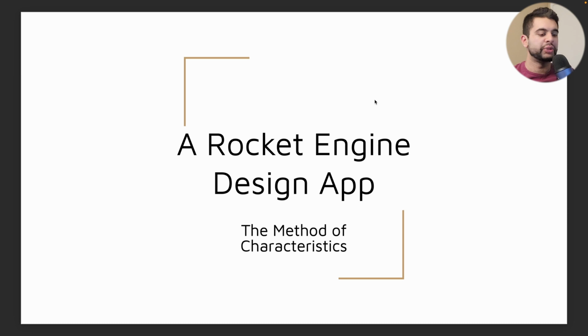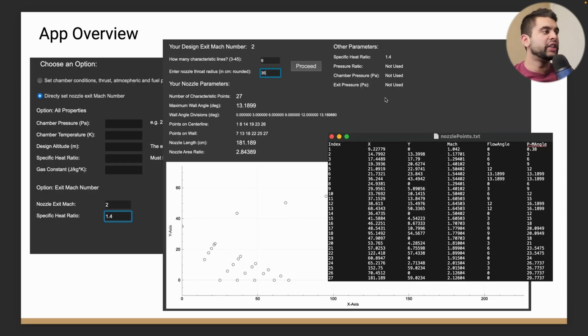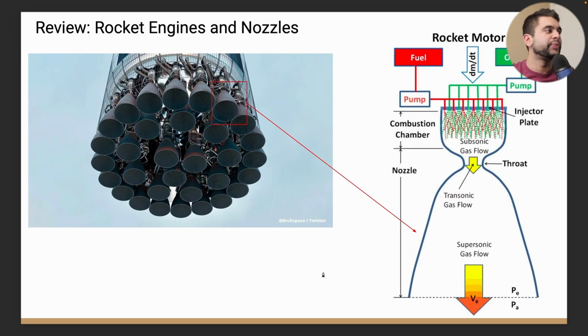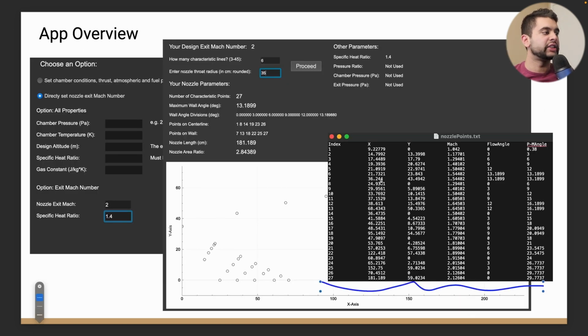This app will allow us to design a nozzle by using the method of characteristics. So over here is the app itself. It'll be a GUI, meaning you can interactively input values and then use a UI template to create the whole nozzle and then plot the points. We can also output all the points to a text file like shown here, because you can get the XY values from there and then also process the Mach number, the flow angle, and the Prandtl-Meyer angle at each point. I will explain this in detail if you're not familiar with rocket propulsion, since this video is intended for beginners.